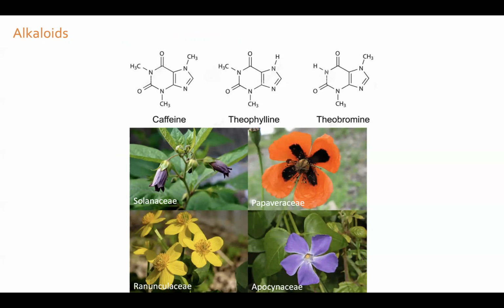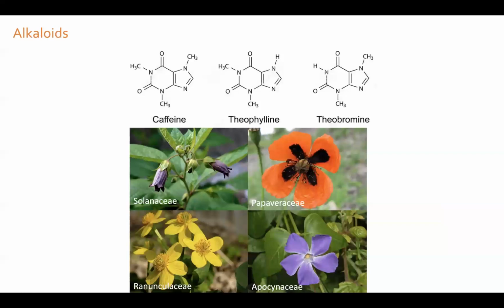The first group are known as alkaloids. Alkaloids are present in about 20% of higher plant families, including the ones that I'm showing you here. One that might pop out to you is the Solanaceae family, which we talked about in the first video with deadly nightshade.